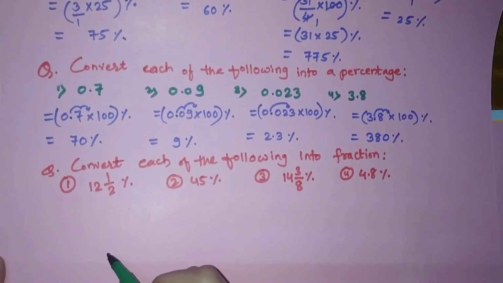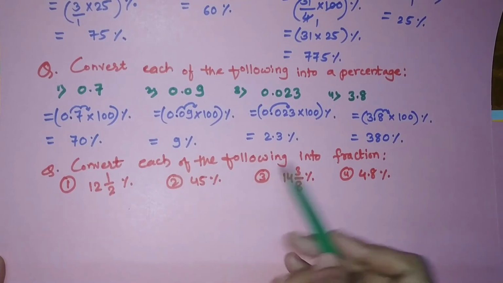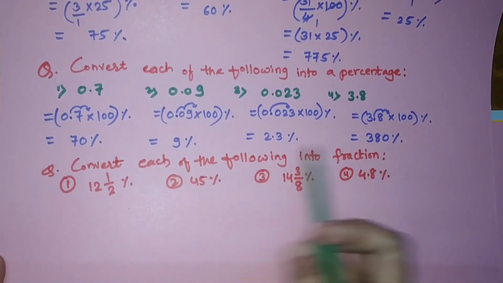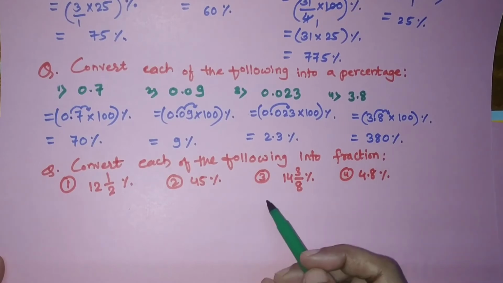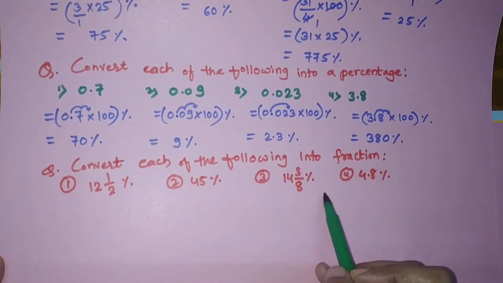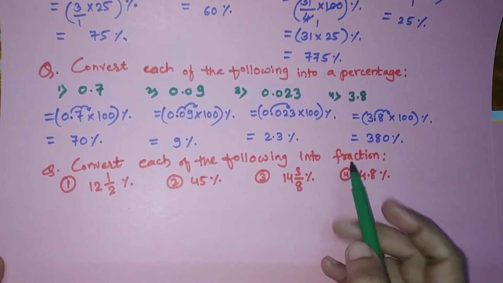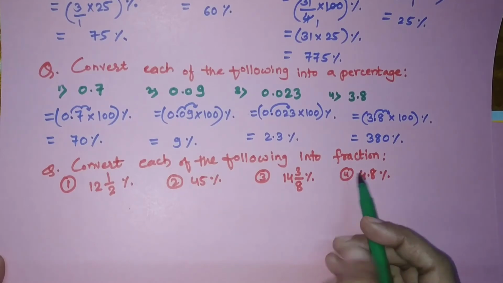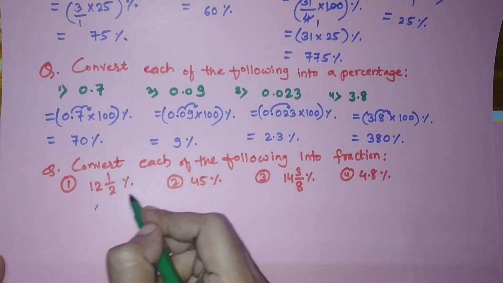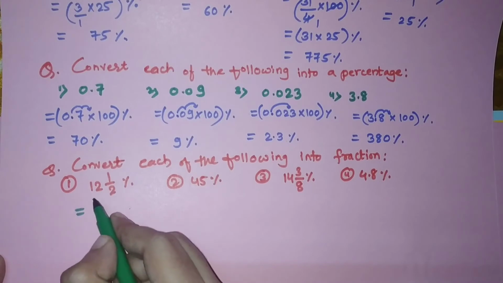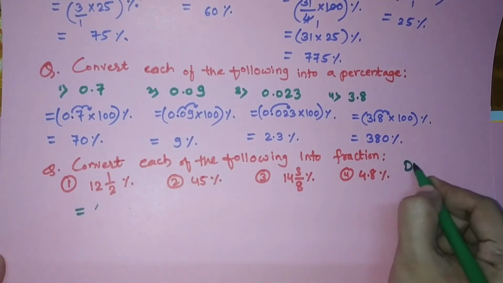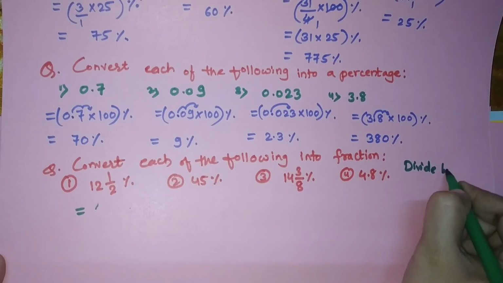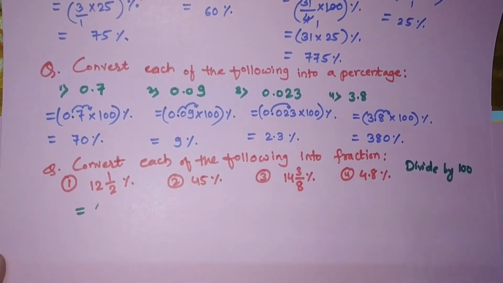So friends, now we need to express or convert each of the following into a fraction. Till now we were converting them into percentages. Now we are going to represent these percentages as fractions. So we just divide them by 100. Here it is given 12 1/2%. In order to convert this into a fraction, we need to just divide by 100. So we'll divide them by 100 here.